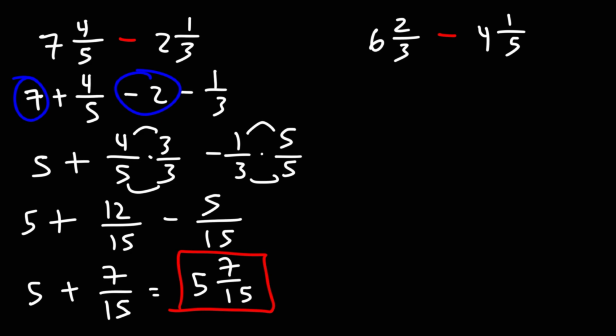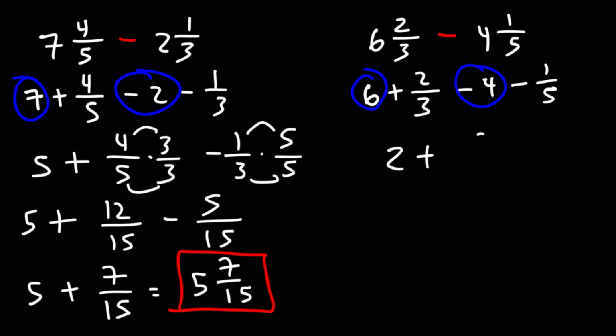Now let's move on to the next example. 6 and 2/3 minus 4 and 1/5. So first let's break up the first mixed number into a whole number plus a fraction. And the second one is going to be a negative whole number minus a fraction. So let's combine the whole numbers. 6 minus 4 is 2.